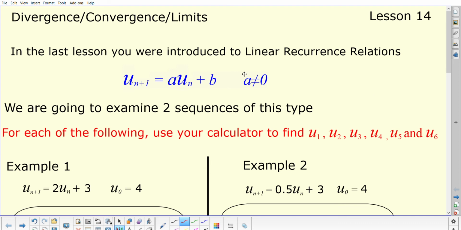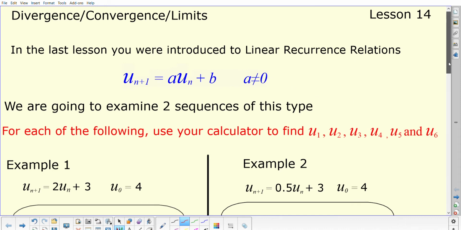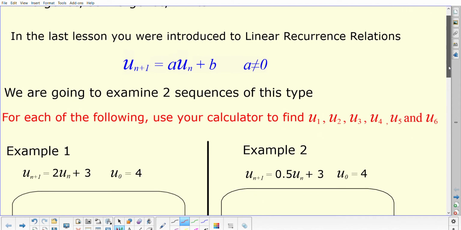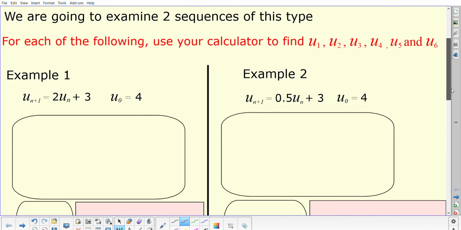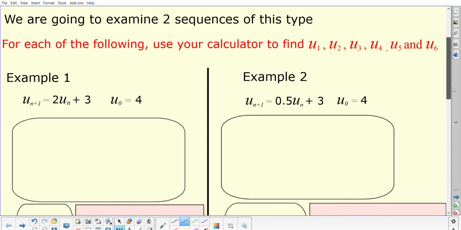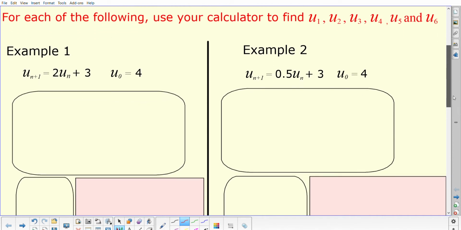So in the last lesson, we introduced you to the linear recurrence relations, which are relations or expressions of this type here, u(n+1) = a·u(n) + b, with your a and b being fixed values. We're going to look in a bit more depth at this type of sequence, and in order to do this, we're going to consider changing the different values of a and b. So doing this numerically on your calculator, you'd be asked to work out the first 6 values of these two sequences that we've got here.